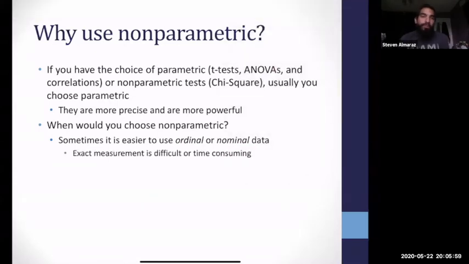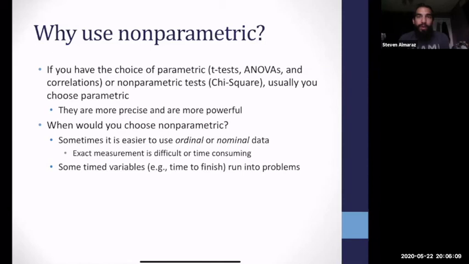One reason you might want to do this is when exact measurement is difficult or it takes too much time. You might also have some problems with different types of variables where you would want to use interval data, but it doesn't work that well. Timed variables can be on an interval scale, certainly. They can also be on a ratio scale, because there is a meaningful 0 point. Let's say you're talking about time to finish. There's a meaningful 0 point, so you could just use the average time to finish. You could be interested in that. But there are some problems with this.